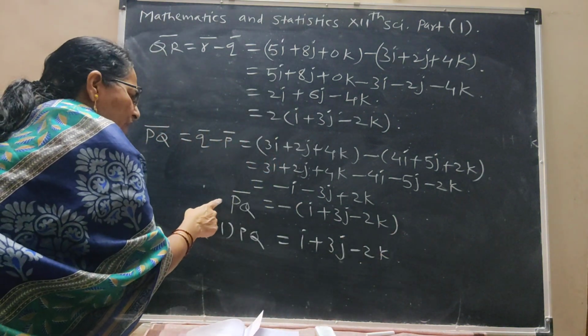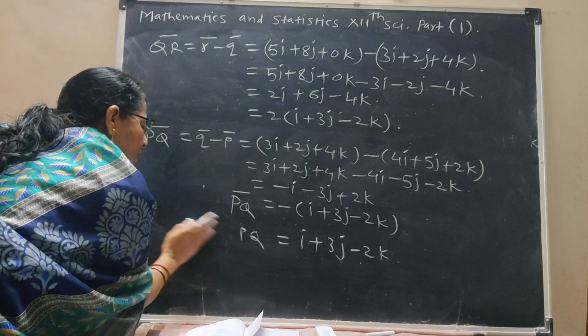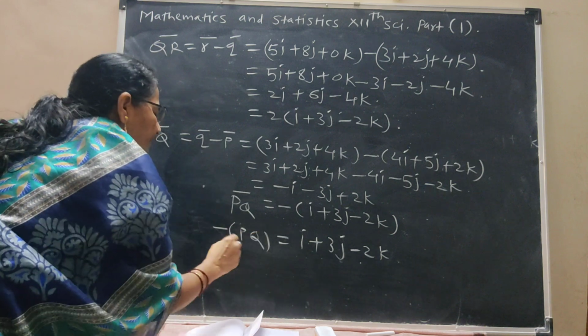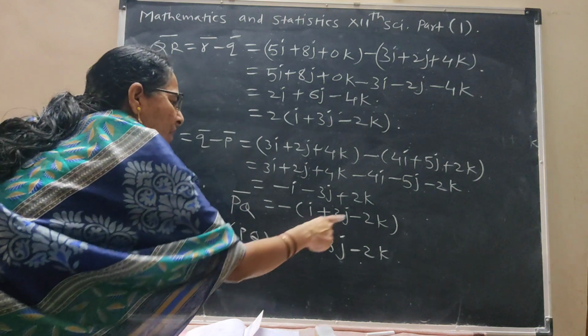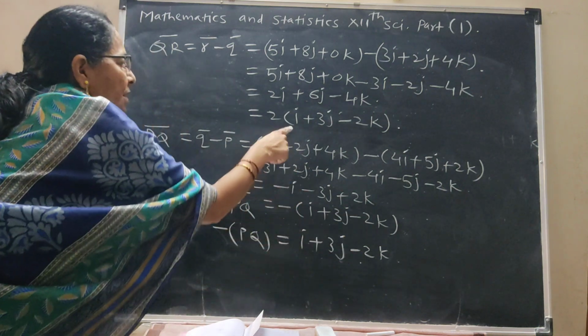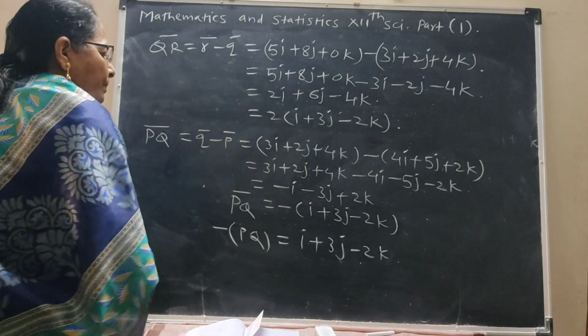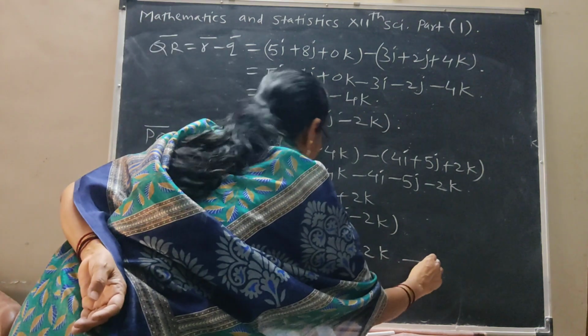Change the sign of both the sides. So here is -PQ = i + 3j + 2k. Now this is equation 1, PQ.